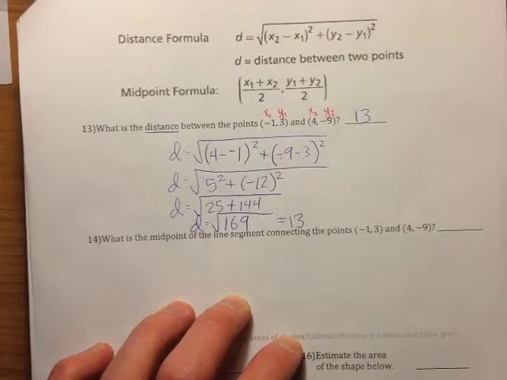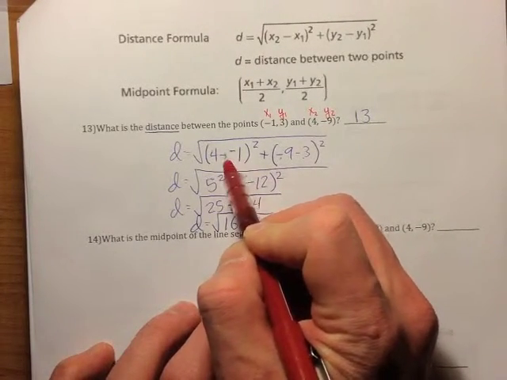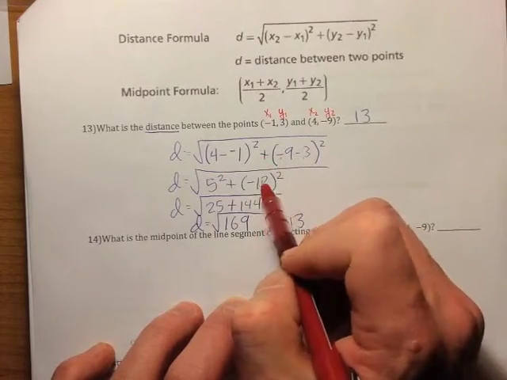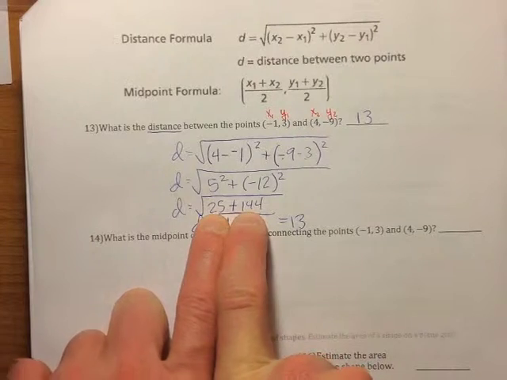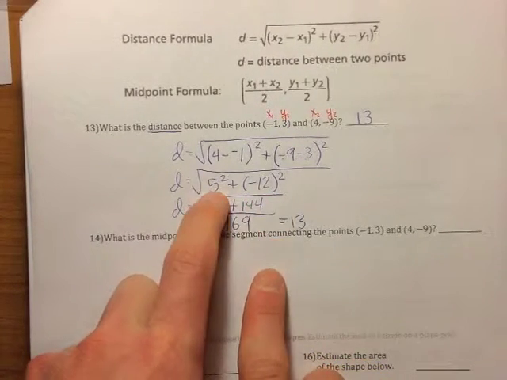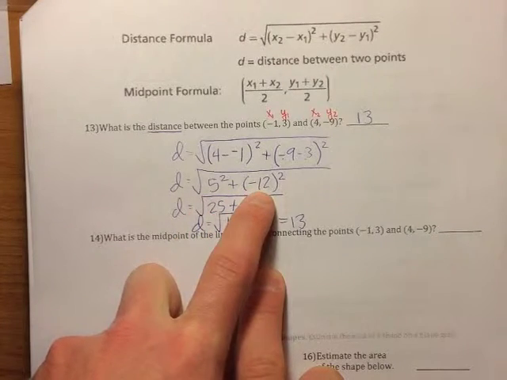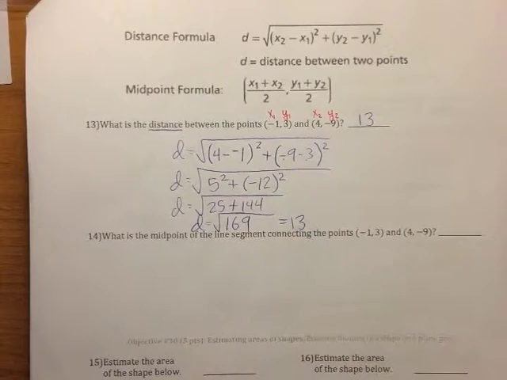That wasn't too bad. The key here, of course, is to be very, very careful about your negative signs, and also make sure that these two numbers here are always going to be positive, because you're always going to be squaring a number. It doesn't matter if it's positive or negative. When you square them, you'll get positive. Okay? So that's the key there.